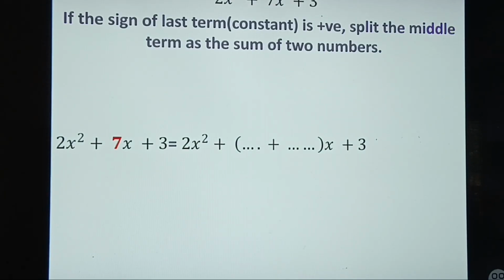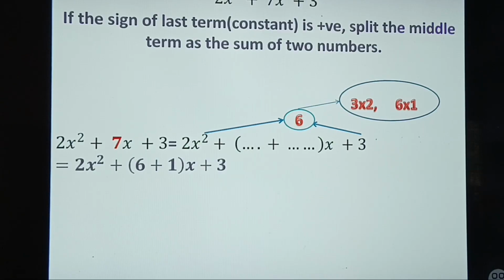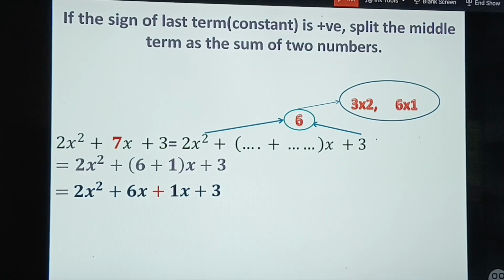Like that you have to do. 2 into 3 is 6, and 6 has different combinations: 3 into 2 and 6 into 1. Then 6 and 1 are written in place of 7 in plus form because the last sign is positive. Open the bracket with plus, you will get plus 6x and plus 1x.